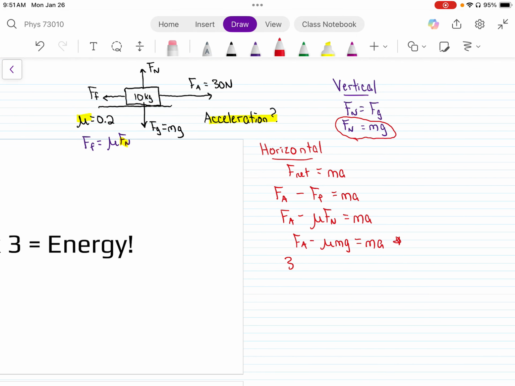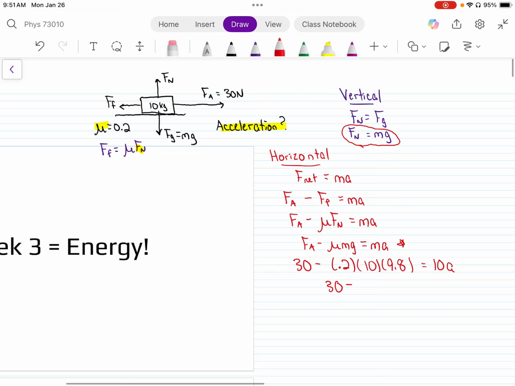Have your calculators at the ready. Make sure I don't goof this up. I'm getting 19.6 for that, equals 10a. 30 minus 19.6 is pretty close to 10, so we're going to have 10 divided by 10 when we do our algebra. It's going to be really close to 1. I got 1.04. It's an acceleration, so it's in those funny units of meters per second squared.